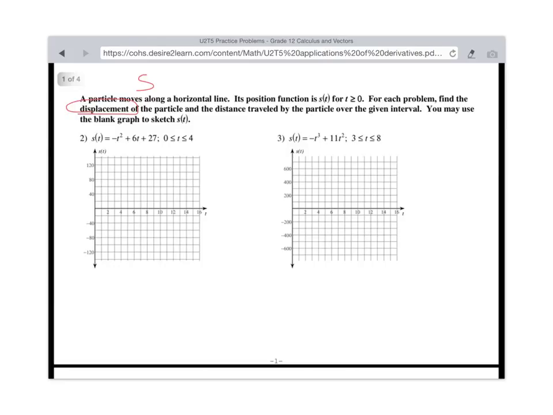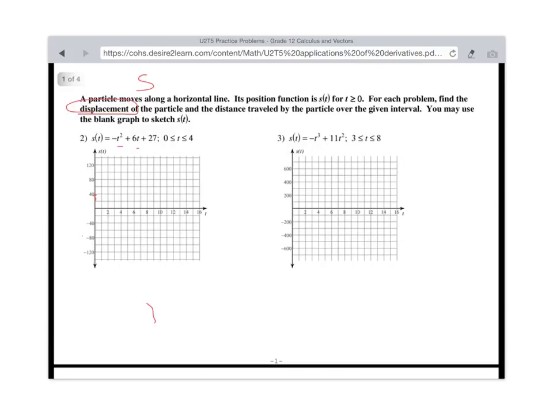All we need to do here is pick values of t between 0 and 4. So at t equals 0, the displacement is going to be 27 because 0 is 0 plus 27. And 27's roughly, this is a little bit hard to do here because it's not in that scale, but it's just a little bit over the 20. Okay, put a mark there.